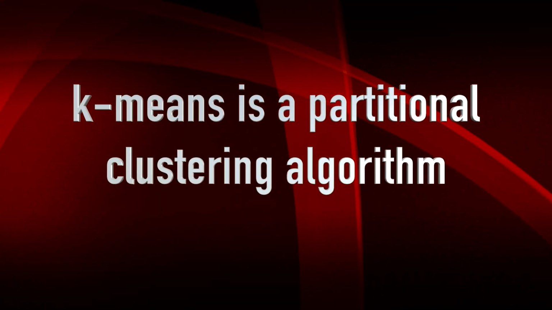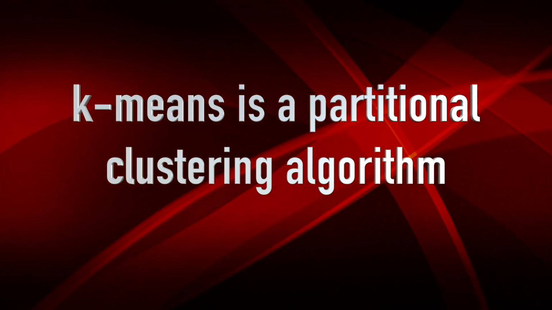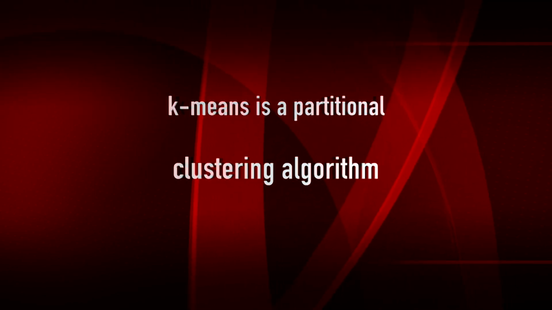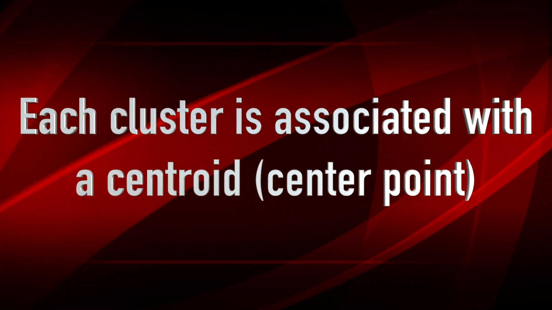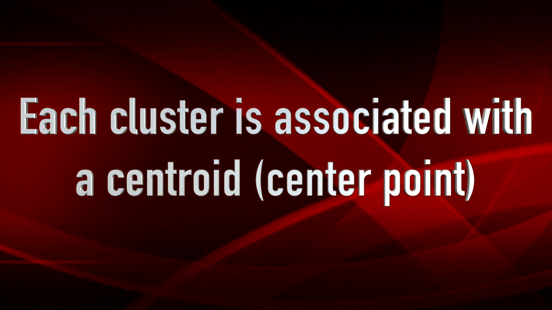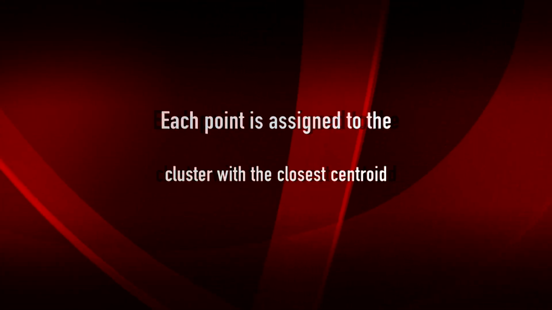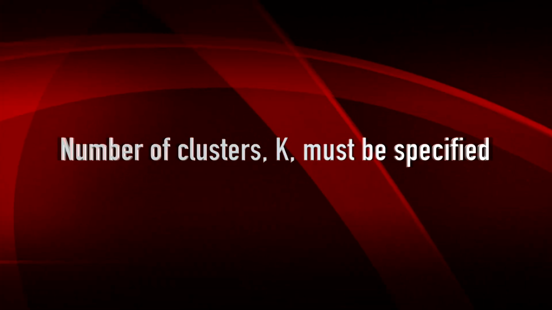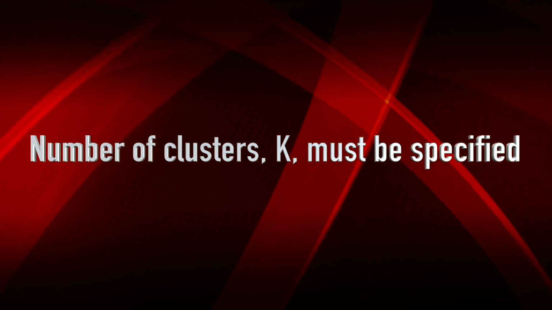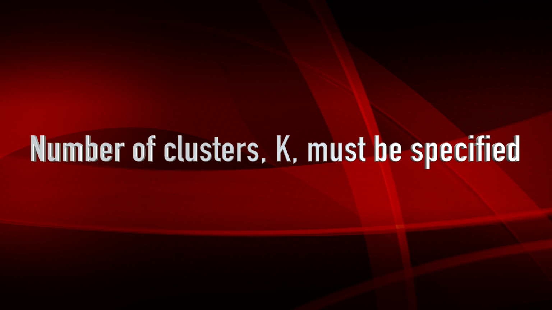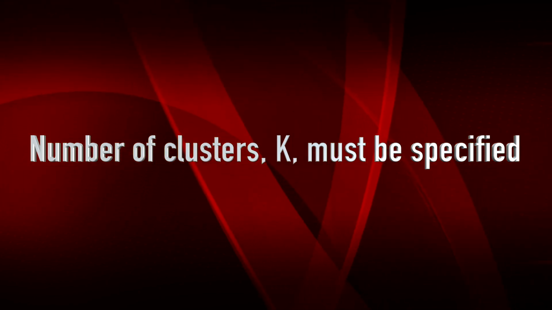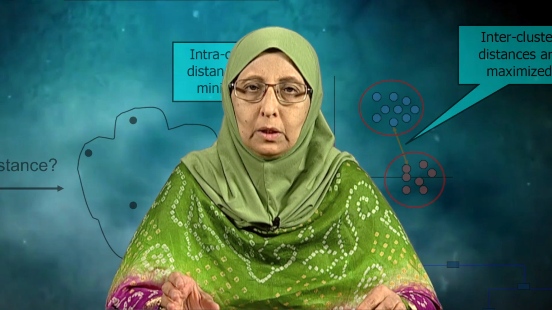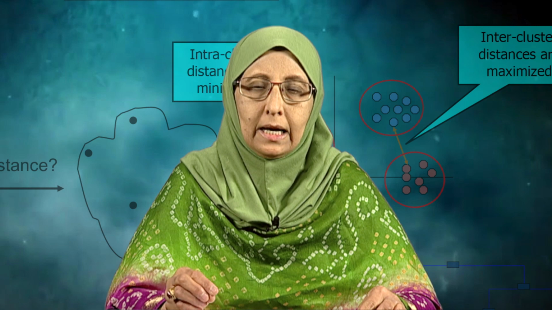K-means is a partitional clustering algorithm. There are many such clustering algorithms. We have taken up one for a sample. In k-means clustering, each cluster is associated with a centroid or a center point. Each point is assigned to the cluster with the closest centroid. The number of clusters k, however, has to be specified by the user. So, in k-means, we are making k clusters, and for each cluster we need to designate a centroid and then we have to put all the points that are close to the centroid in that kth cluster.